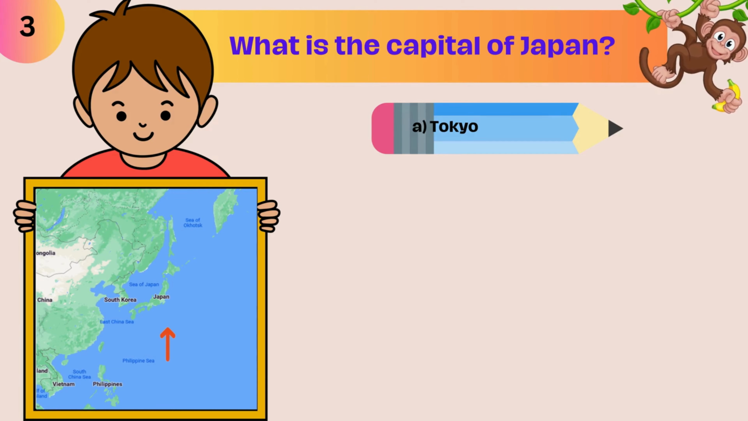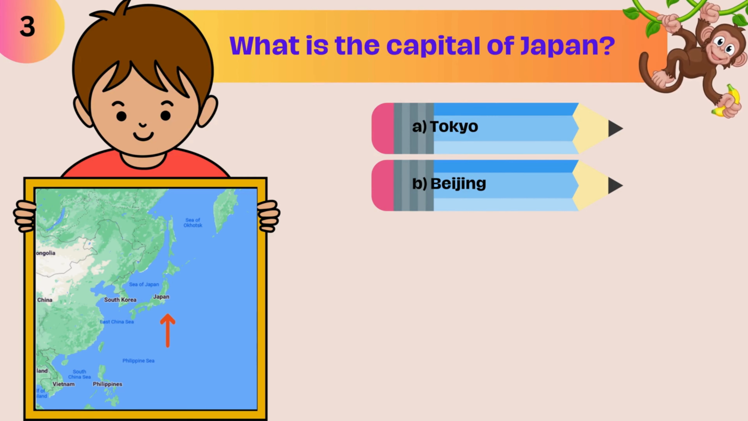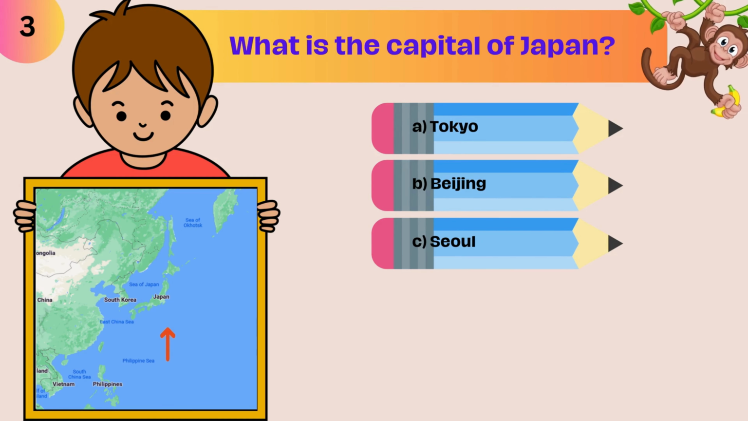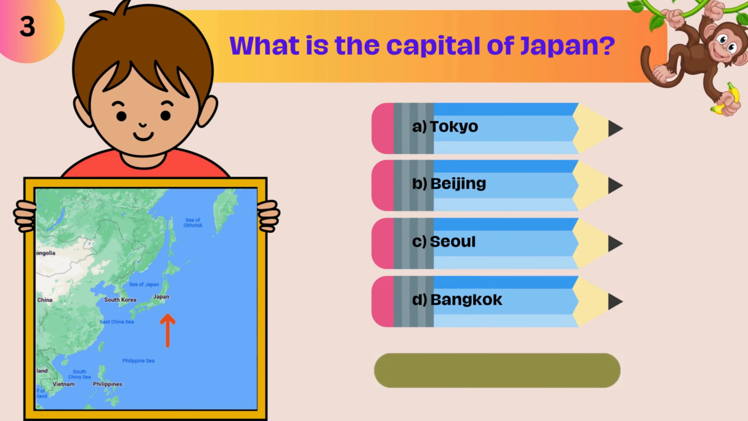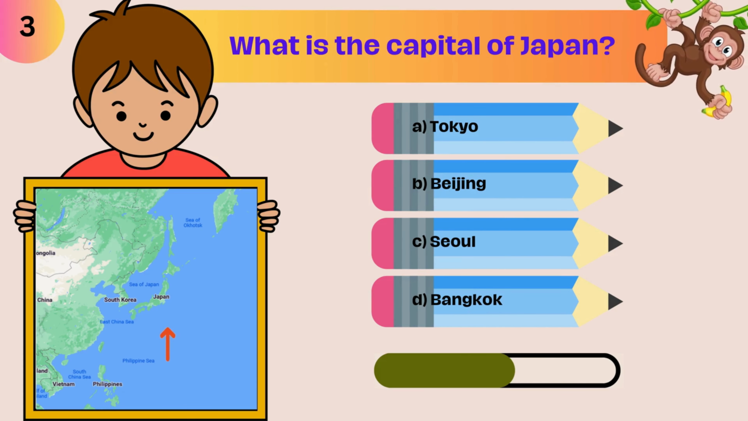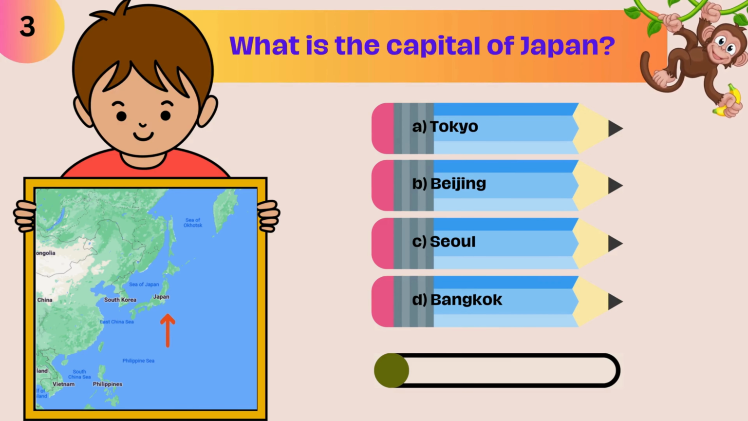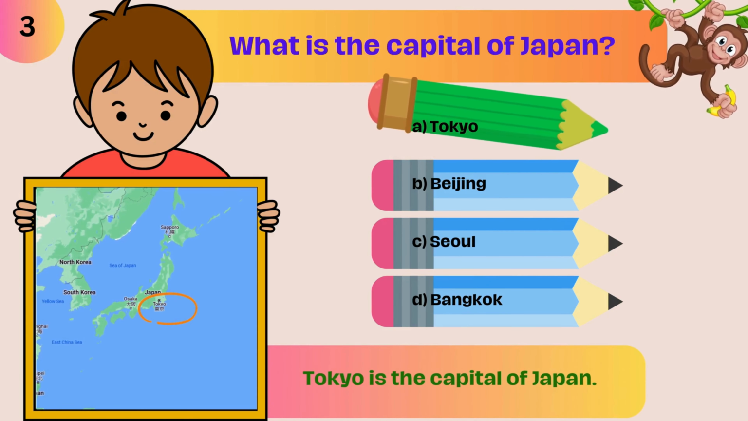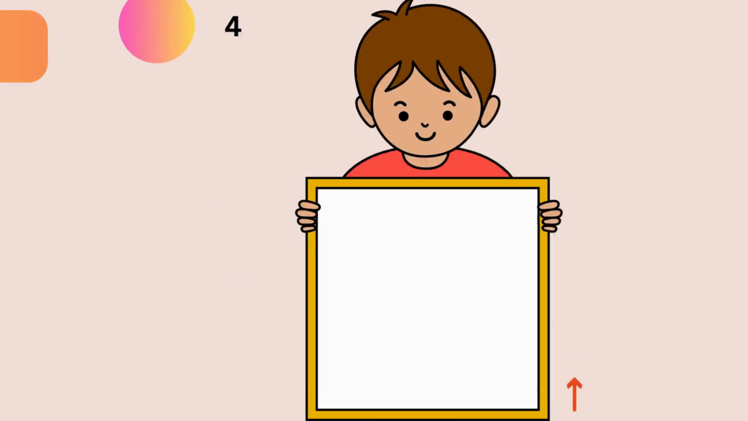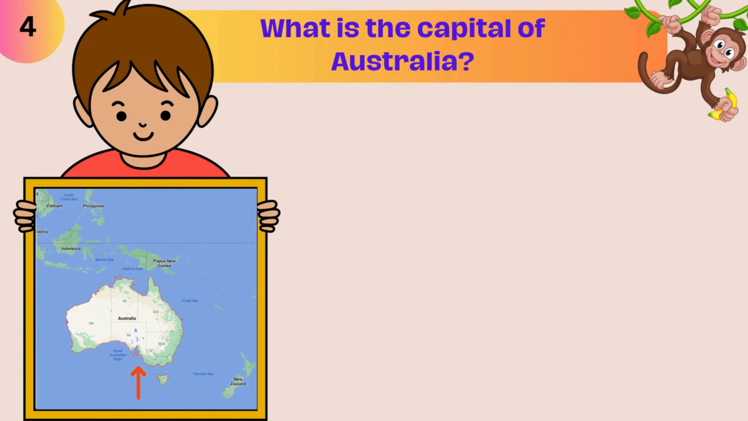What is the capital of Japan? A. Tokyo. B. Beijing. C. Seoul. D. Bangkok. The right answer is A. Tokyo.